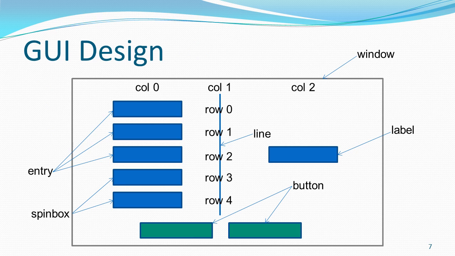So here is our design. You can see we have our 5 input widgets. The top 3 will be entry widgets, which we already know how to work with. And then we're going to introduce 2 new types called spin boxes. And over to the right, we'll have our label. And we'll have our vertical line and our 2 command buttons at the bottom, centered.